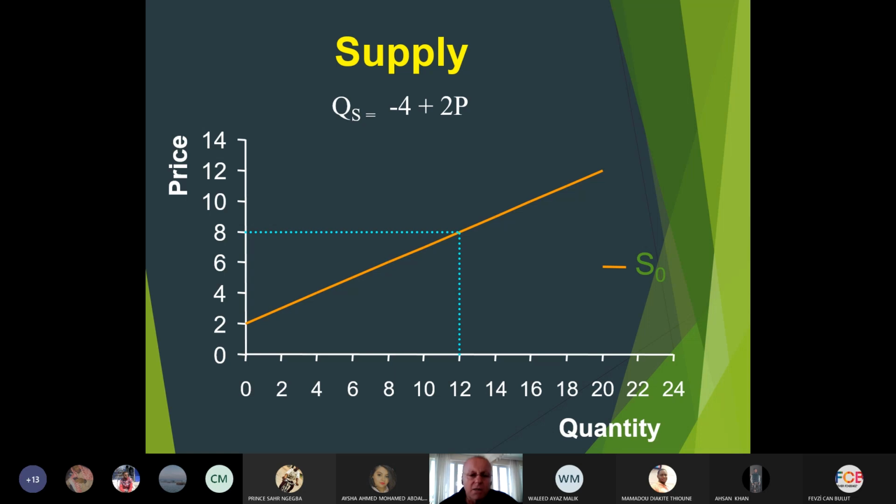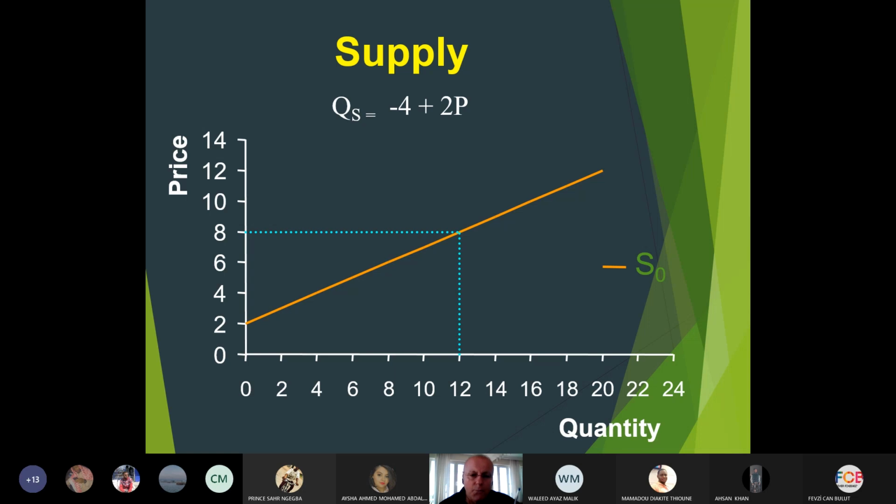Then we find the price intercept: when you give QS as 0, you will have -4 plus 2p equals 0, so the 4 goes to the other side, and 4 divided by 2 is 2. Then we have the price as $2, let's say, as the starter for the supply curve.